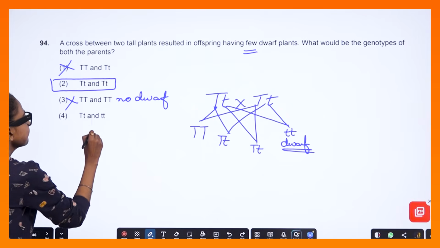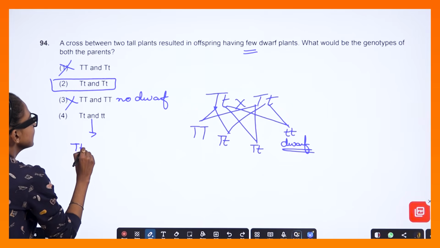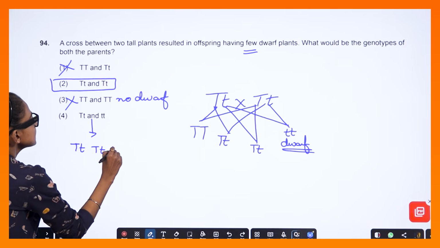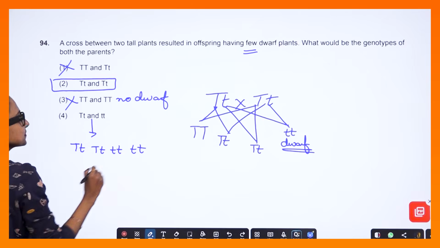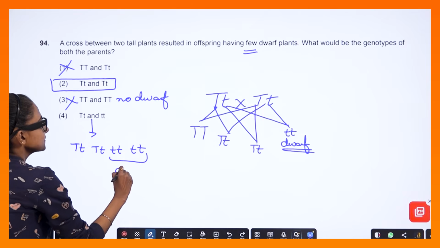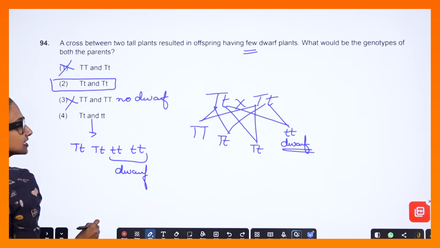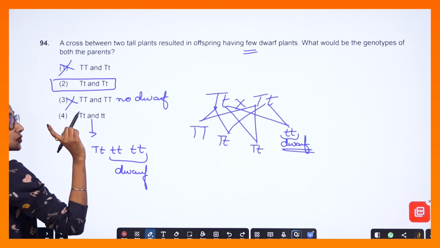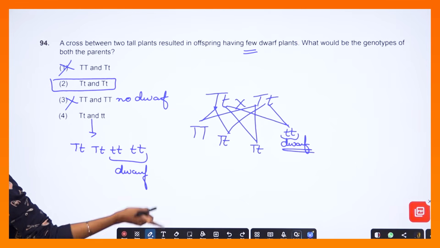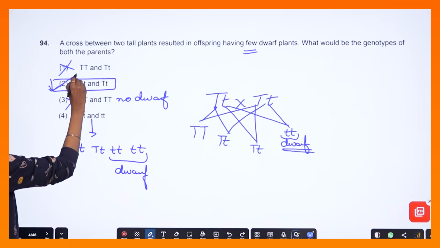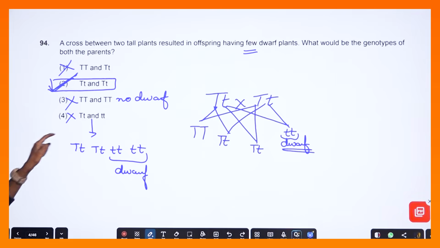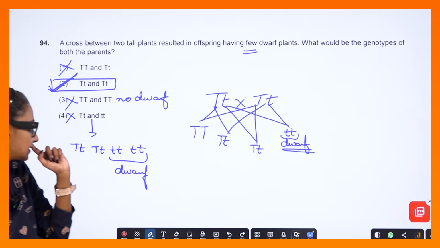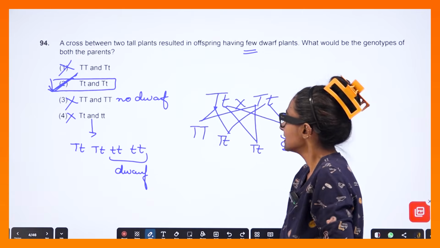Let's try this. One will be Tt, Tt, tt, tt. Two plants are dwarf. So here two plants are dwarf and there only one plant is dwarf. Which one has the lesser number of dwarf plants? That one, so I will take this as the answer. Fine. Let's move on.